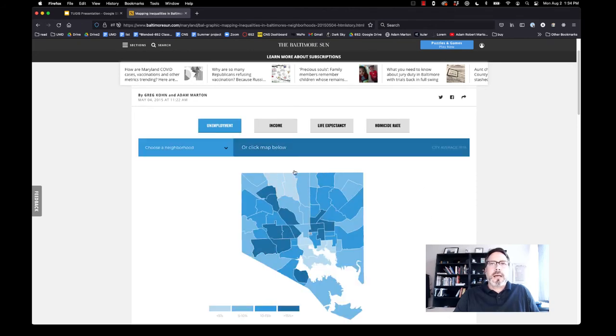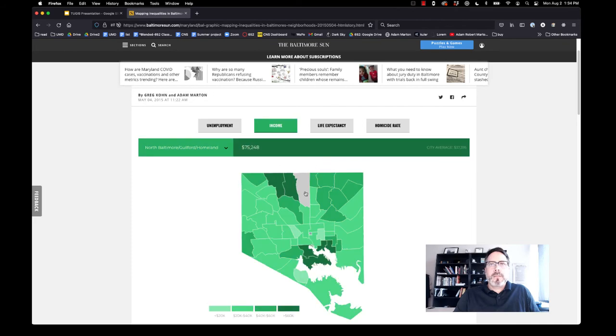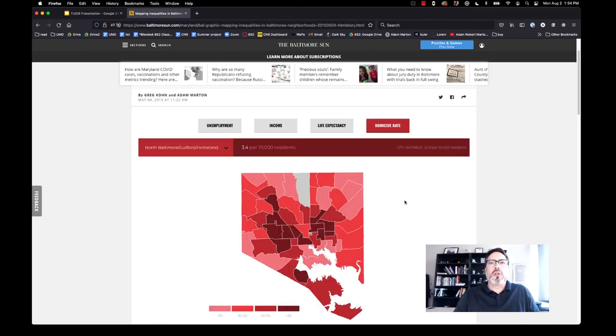And if we look at, let's say, these sort of leafy green, as we'll see in a minute, suburban areas in North Baltimore, like Roland Park or Guilford, we see that they have low unemployment, high income, high life expectancy, and low homicide rate. So this map lets people look at, as good data visualizations do, a story about the data as a whole, but then lets you drill down by neighborhood to find your own stories.